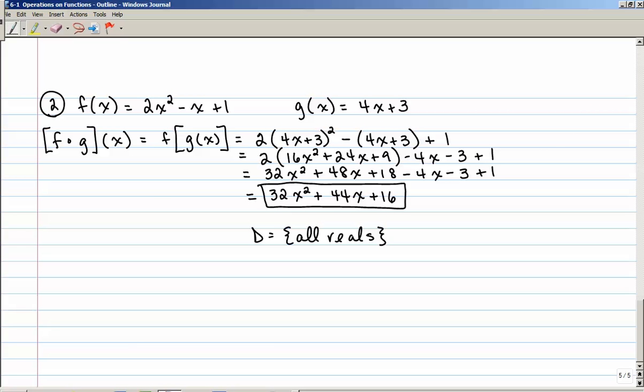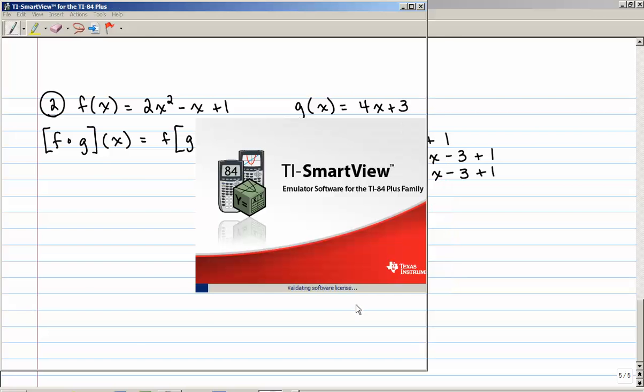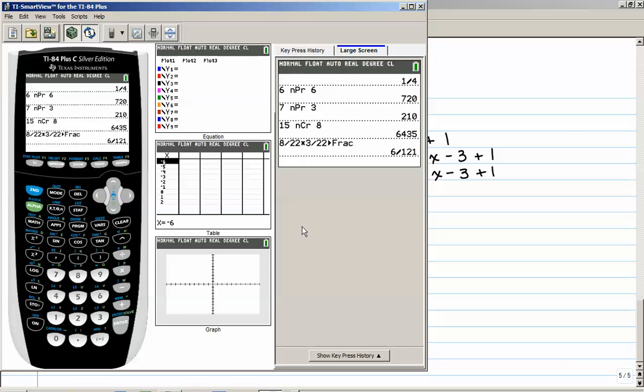And to find my range, look what I need to do for that. There is actually a restriction on the range here. So think of this as y equals all of this, and I'm going to need to bring up my calculator here. I'm going to graph it, because my answer ends up being a quadratic, 32x squared plus 44x plus 16.